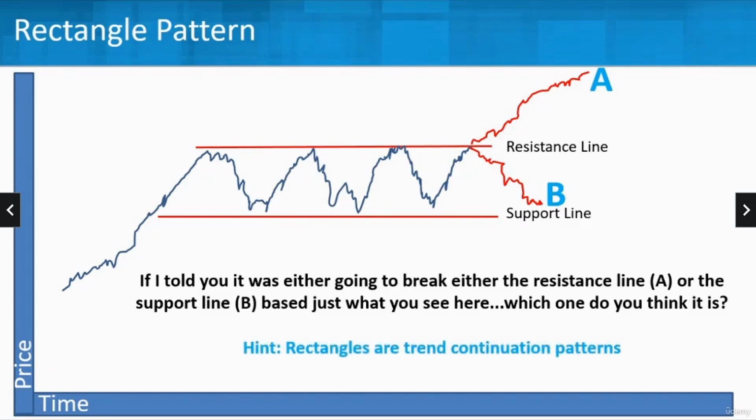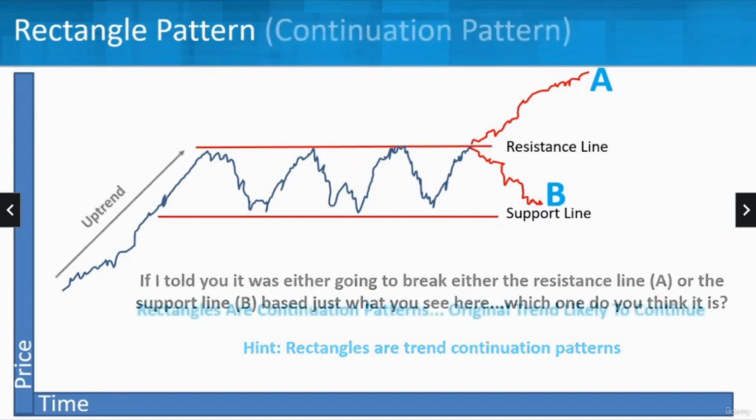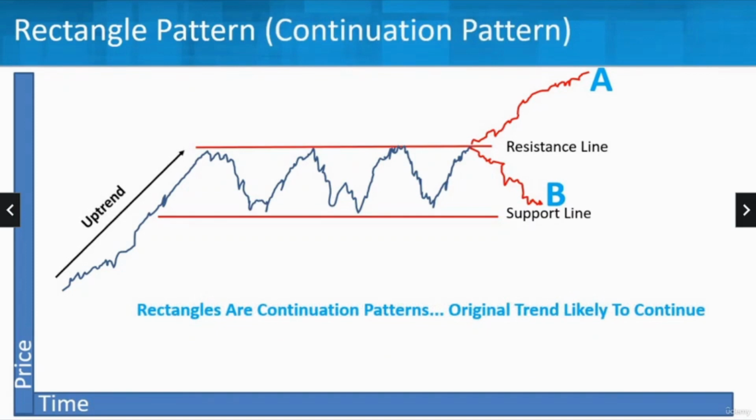Now, a little hint here, rectangles are trend continuation patterns. What was the trend coming into the rectangle? So if you thought, okay, I'm in an upward trend, so I'm going to say A, well, you would be correct, because the uptrend was already established before. The uptrend then went into this rectangular up and down pattern. And if it was going to break through, we'll be watching for it to more likely break through at letter A there, break through that resistance line and continue our uptrend.